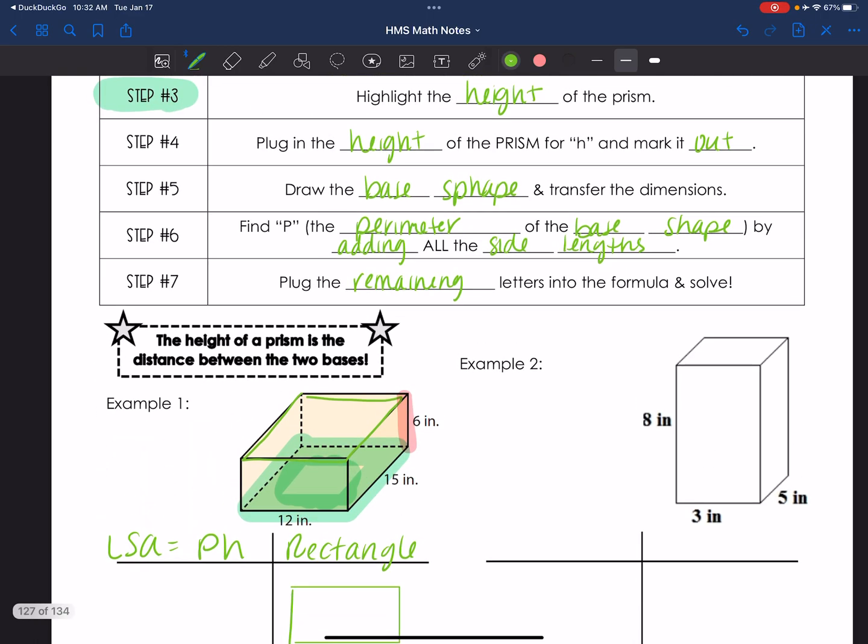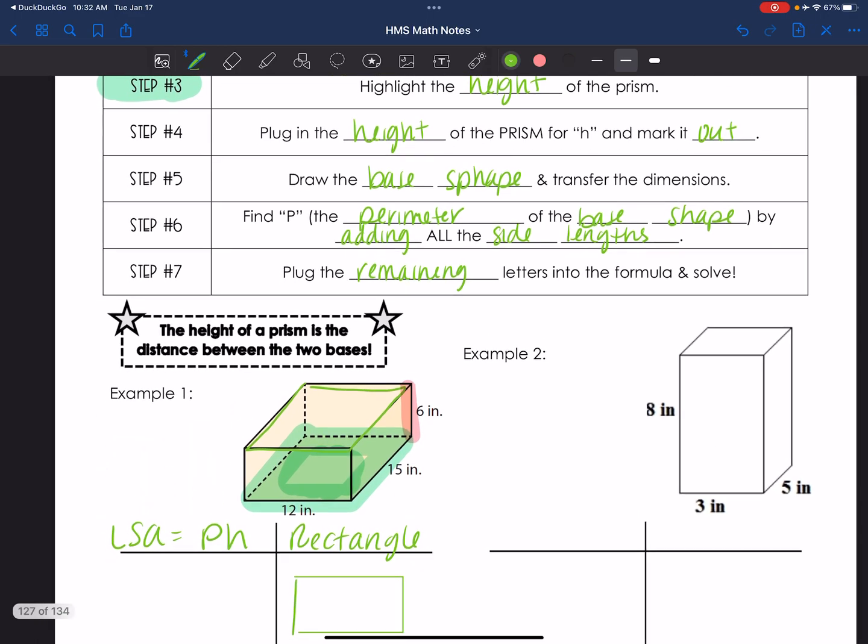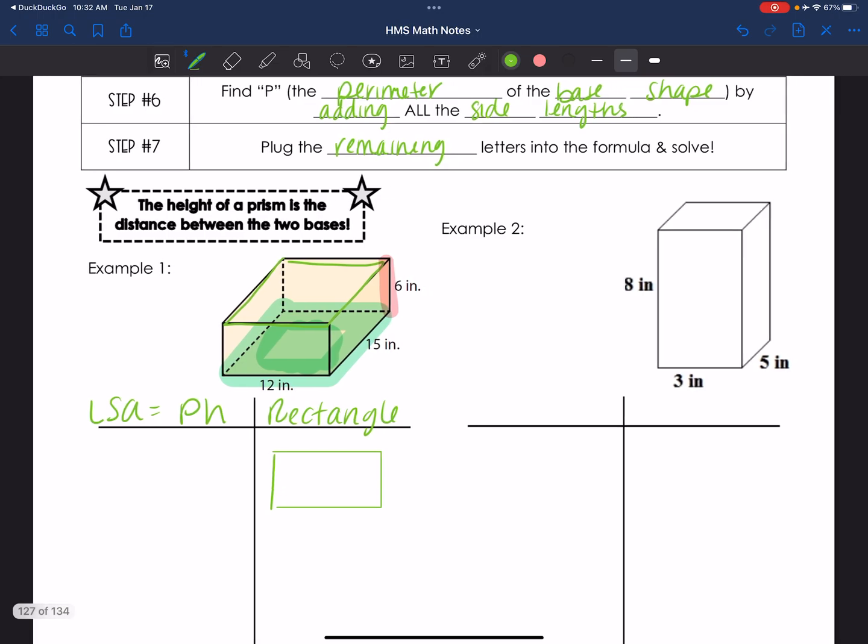Okay, step 4. Plug in the height of the prism for H and mark it out. All right, let me rewrite my formula again. P times H. I wrote it in parentheses just to remind myself and remind you guys. We are multiplying them. You don't necessarily have to do that though. Okay, H is going to be 6. Now I need to find the perimeter. So I already drew my rectangle. I'm going to pull out the dimensions. It's 15 by 12.